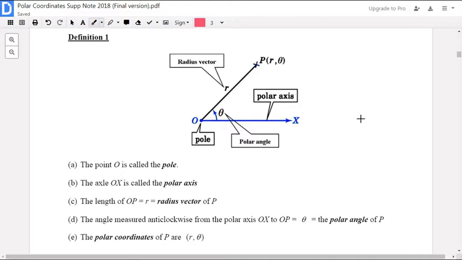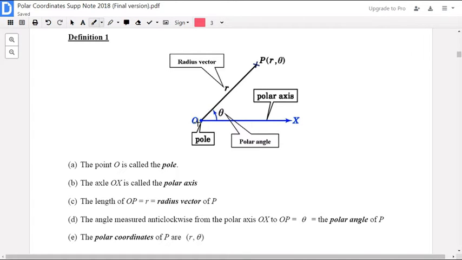Instead of the usual rectangular coordinate system or Cartesian coordinate system, we have another kind of coordinate system which is called the polar coordinate system. Now we take a point O on the plane and call this point the pole. Draw a horizontal line from O towards the right, and we mark this line OX, and it is called the polar axis. Starting from OX, we give an angle, measured in the anti-clockwise direction, and the angle is theta, and this is called the polar angle.